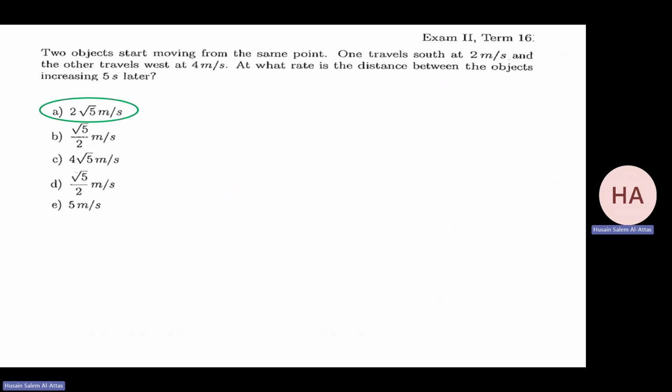Okay. Two objects start moving from the same point. One travels south at 2 meters per second. This is the speed. Call it y. The other one travels west. You want the distance between them. Call this y, call this x, call this s, like what we did before.